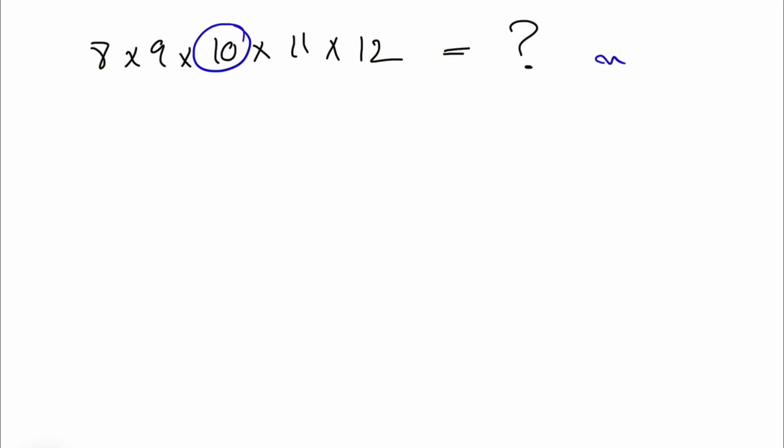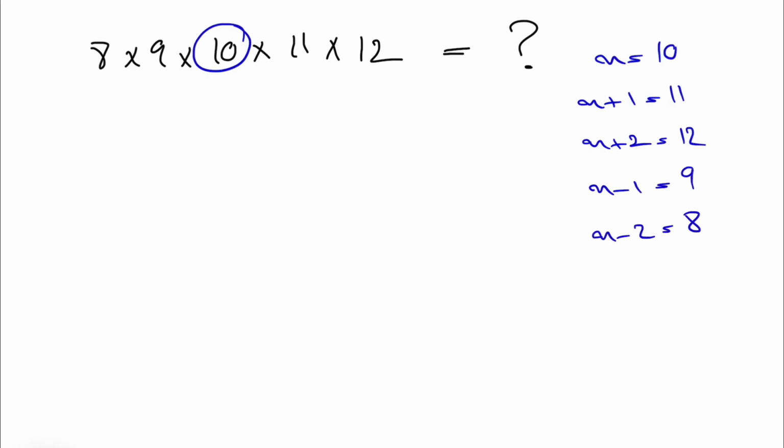So let's consider our 10 as x. We have 11, which is x plus 1. We have 12, which is x plus 2. And we have 9, which is x minus 1, and 8, which is x minus 2. Let's see if we can simplify this.